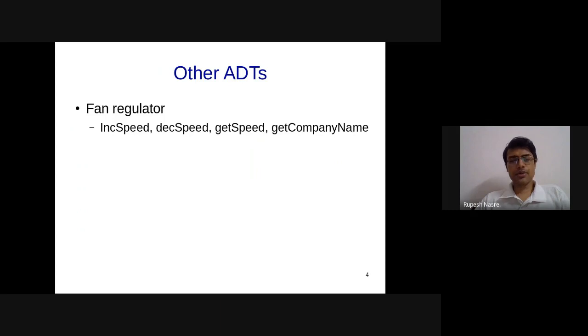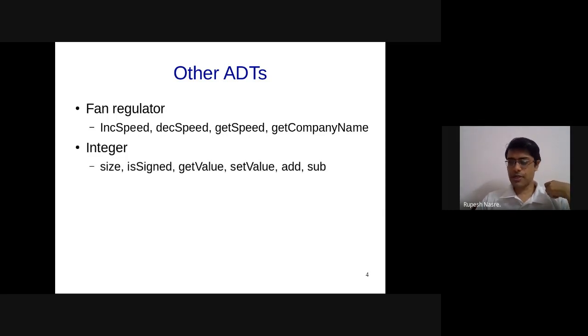why is it an abstract data type? Because I have the interface provided by the regulator that I can increase the speed, decrease the speed. I can know what the current speed is. I can also know possibly the company name and so on. But I don't need to know how the internal connections are, whether there is a red wire or yellow wire, or whether there is neutral and live and so on. I don't need to understand all of electrical engineering, which I have forgotten long back, to use the fan regulator.